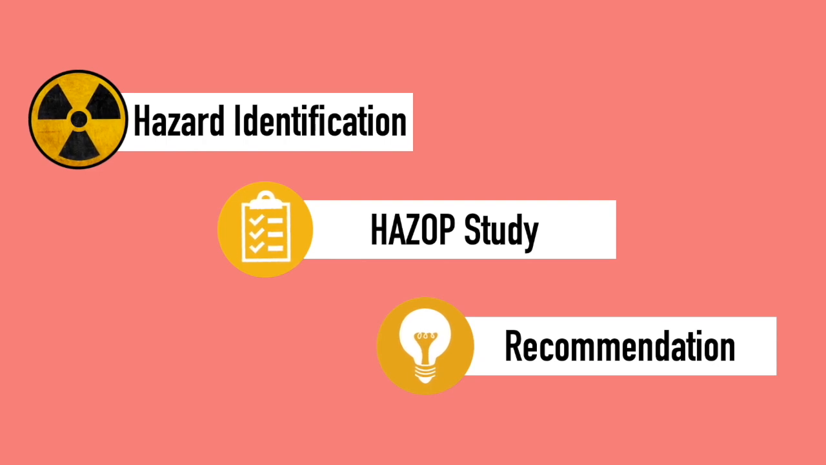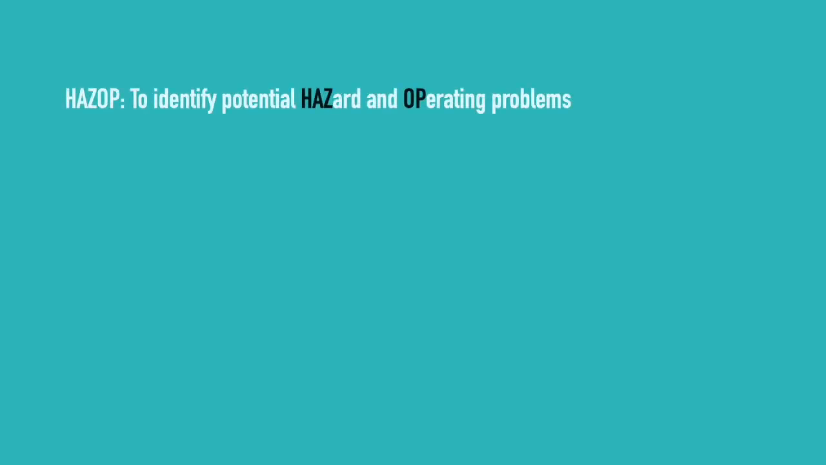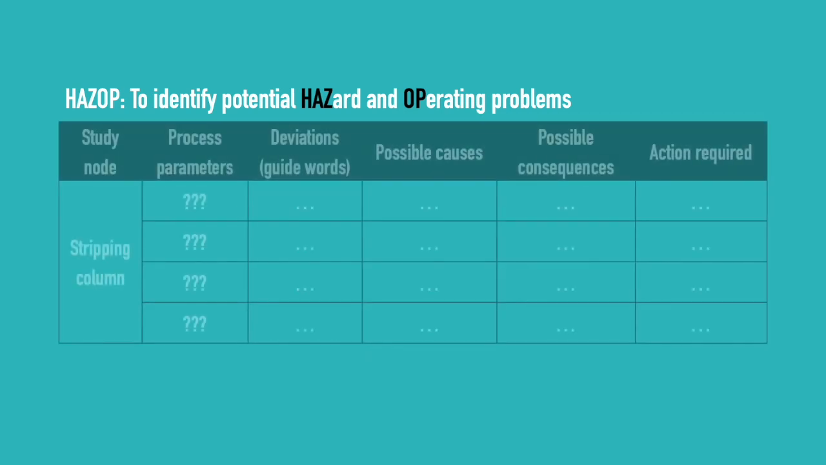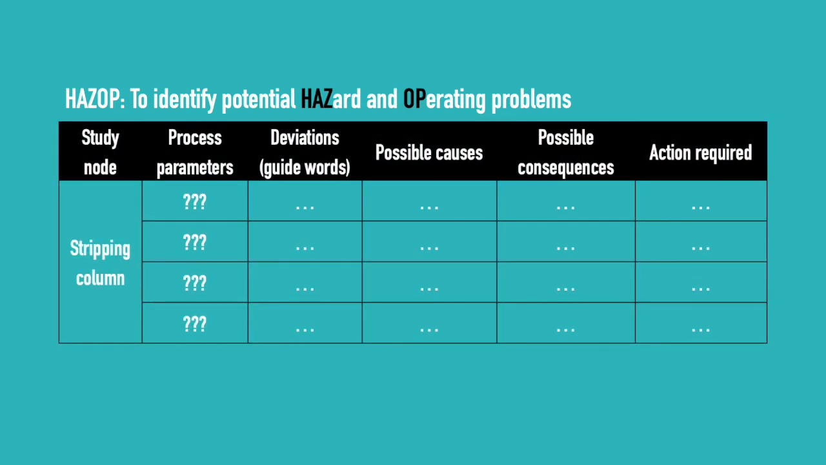Now let's focus on the HAZOP study that has been performed on the stripping unit. HAZOP is a technique used to identify potential hazards and operating problems. The study node remains constant throughout this video as our main focus is only on the stripping column. However, we have 4 different process parameters: flow, temperature, pressure, and level.